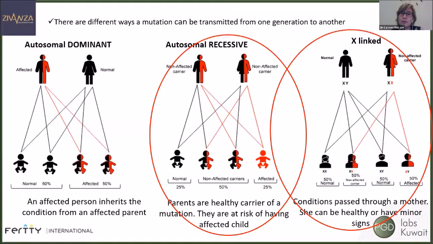But what happens with the other two kinds of diseases, recessive and X-linked? We have that the couples are completely healthy, and in most of these diseases, couples that are carriers are not aware of that. They don't know that they are carriers, and in most of the cases they are diagnosed after they have a child affected by the disease.